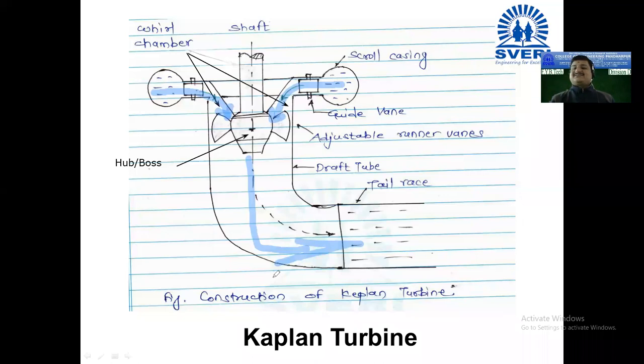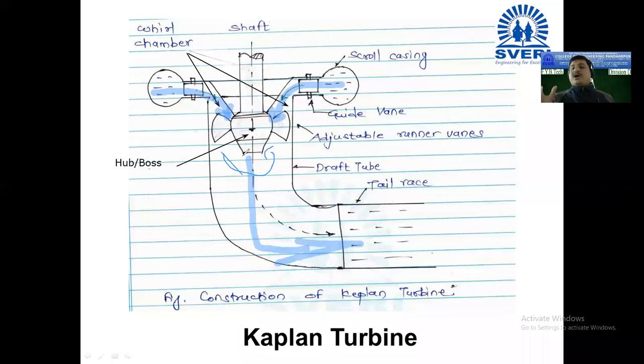And runners are going to start their rotation. The runner starts moving in this direction. Adjustable runner vanes are moving in the rotational direction. And these runners are attached to the hub. What are the runners attached to? The hub.